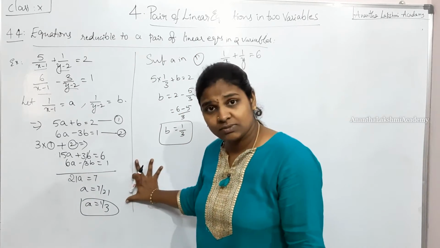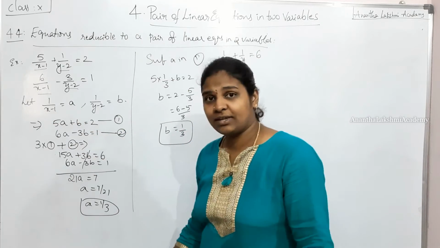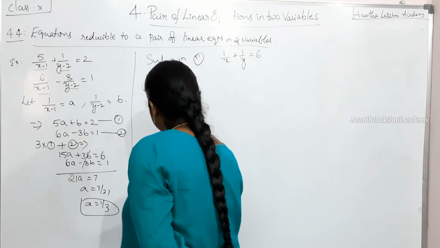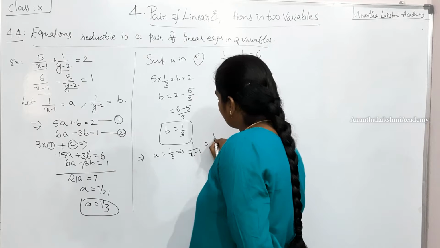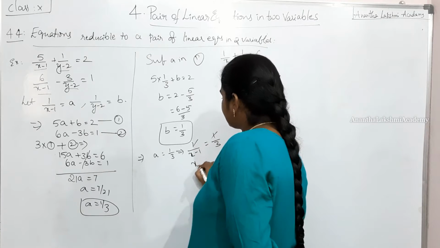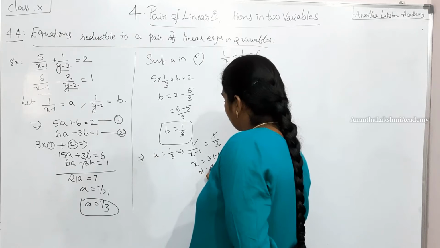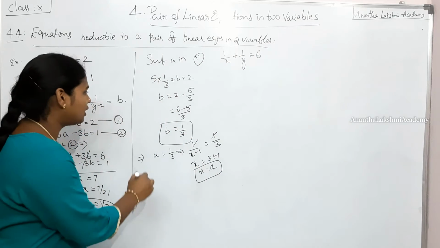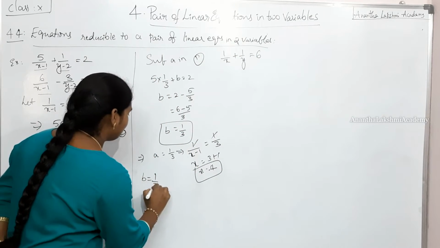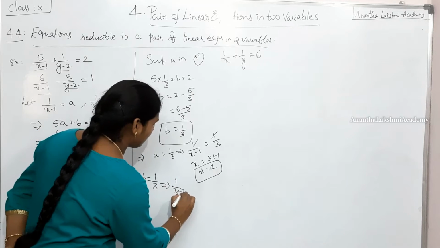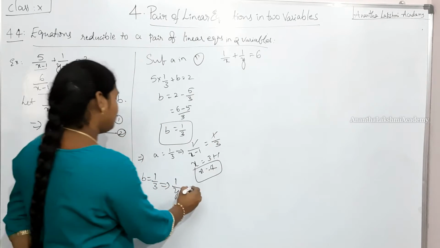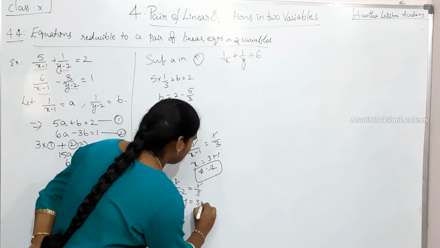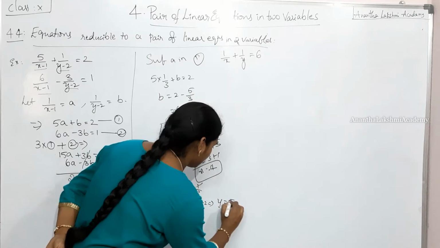But are we interested in these values? No, we are interested in the values of x and y. Since a is equal to 1 by 3, 1 by x minus 1 is equal to 1 by 3, which means x is equal to 3 plus 1, which is 4. Similarly, b is equal to 1 by 3. We assumed b to be 1 by y minus 2, so 1 by y minus 2 is equal to 1 by 3. The numerators cancel, so y is equal to 3 plus 2, which implies y is equal to 5.